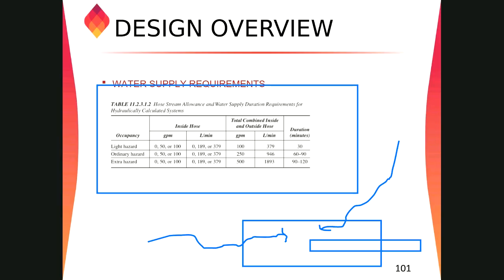50 or 100, but minimum 100 GPM for light hazard, 250 for the ordinary hazard, and extra hazard needs 500 GPM. So we have to combine the density curve plus this hose allowance to fight the fire for durations like 30 minutes, or 60 to 90 minutes, or 90 to 120 minutes based on different hazard scenarios. And this one we are going to discuss in detail in the design of the sprinkler system, because there we have some exercises also to select the density curve and all.